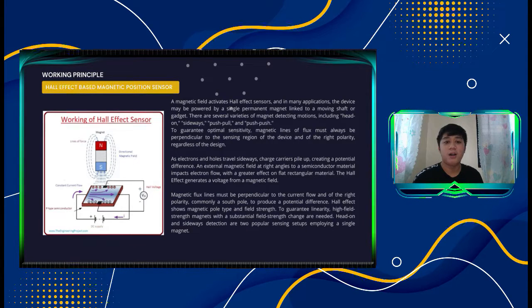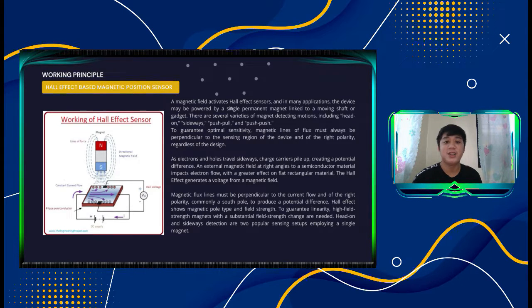Moving on to the Hall effect based magnetic position sensor. So the Hall effect sensors are activated by a magnetic field, and in many applications, the device can be operated by a single permanent magnet attached to a moving shaft or device. There are many different types of magnet movements such as head-on, sideways, push-pull, or push-push, and etc.